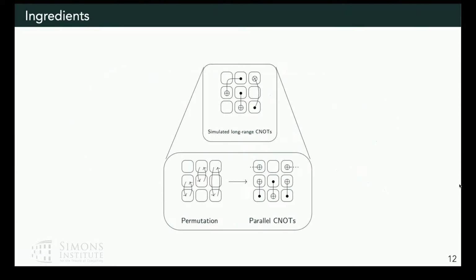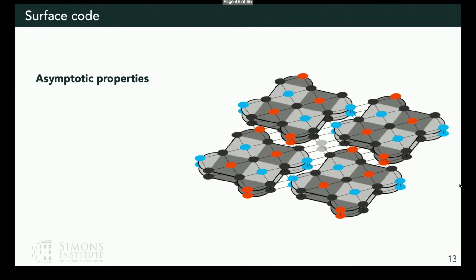So I've told you how to simulate the long-range CNOTs. And so essentially, the syndrome extraction circuit, up to this detail about the surface codes, is fully defined. I will note that everything I've presented here, except for the minimum weight decoder, is efficient. So these are efficiently constructible.